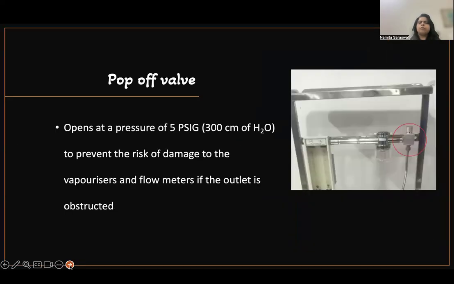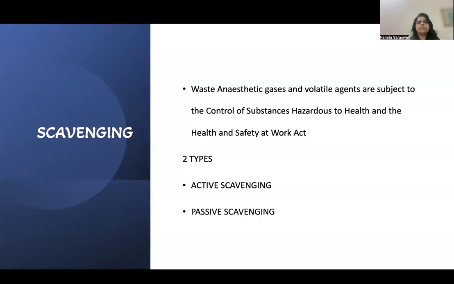Now moving on to the pop-off valve. There is a valve present here. You can see it is downstream of the vaporizer. Why is it present? Whenever the pressure increases beyond 5 psi, this pop-off valve will open and the excess gas will be vented off. This helps to prevent damage to the vaporizer and flow meters. It can happen whenever there is an obstruction at the outlet or the pressure is increased for any other reason. The pop-off valve will prevent damage to the vaporizer as well as the flow meters.